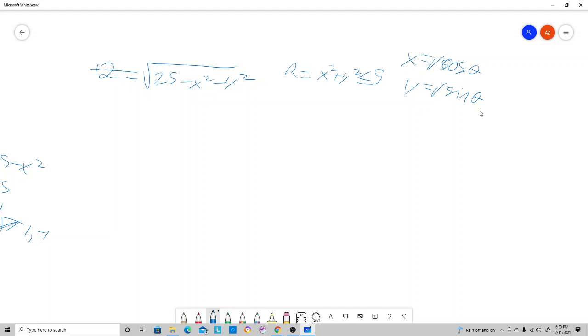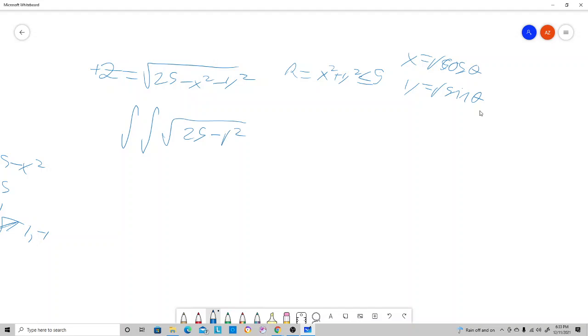So let's do a double integral, right? We have to put these things into here. But look, if we put this into right here, this will become r squared cosine squared plus r squared sine squared. That's a trig identity. So we can reduce this whole function to 25 minus r squared.